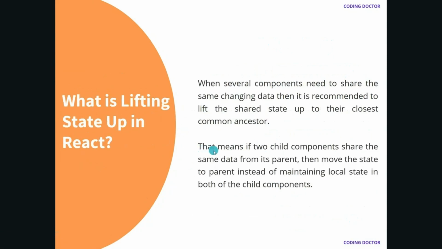Updating state in React. When several components need to share the same changing data, it is recommended to lift the shared state up to their closest common ancestor. This means if two child components share the same data from their parent, then move the state to the parent instead of maintaining local state in both of the child components.